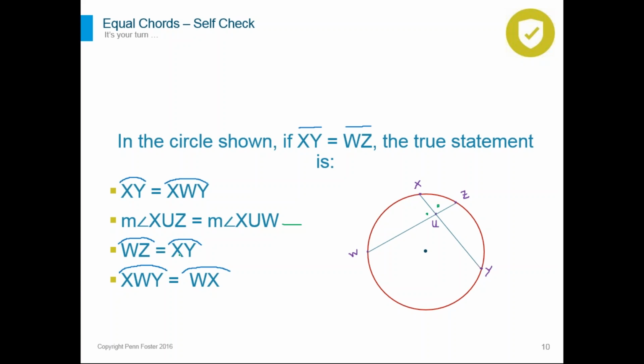Arc WZ equals arc XY. Both of them are arcs, and that is true. This arc and that arc. And that goes with the fact that we have just learned. The other ones are not true. This one is not true, this one is not true, and this one is not true. So the only one that is true is this one. Whenever you get the recording, you can pause and examine why each one is not true.